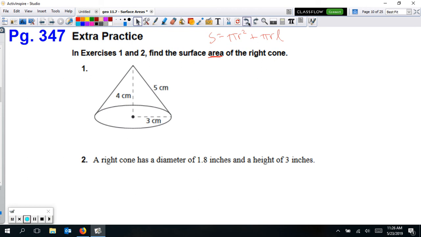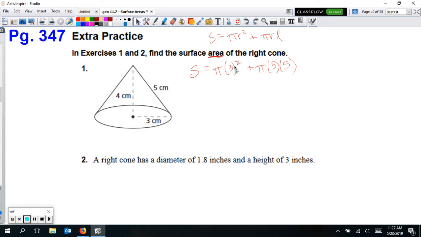So everything's pretty much given to us. We can just start plugging things in. So it's pi times the radius, which is 3 squared, plus pi times the radius times the slant height, 3 times 5. So this 4 we didn't even use. The actual height of the cone is not a part of the formula for surface area. If we were trying to find the volume of this cone, well, then we would be using the 4 and we would not be using the 5.